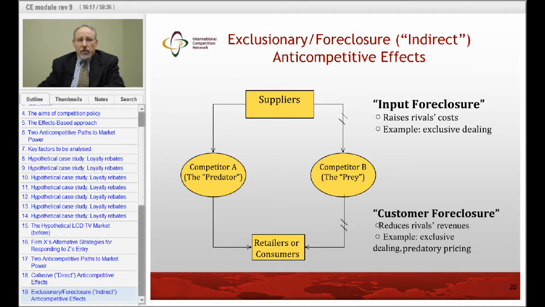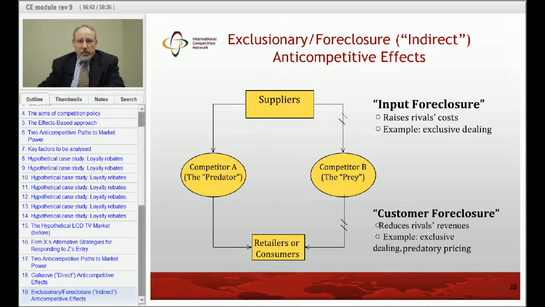Well, it might do that through input foreclosure, perhaps through an exclusive dealing arrangement with its suppliers that would either raise the price or completely cut off B from access to needed supplies. For example, in our hypothetical, that might be an important component of flat-screen televisions, perhaps the screen or some other component that Z does not make, but that it purchases from input suppliers.